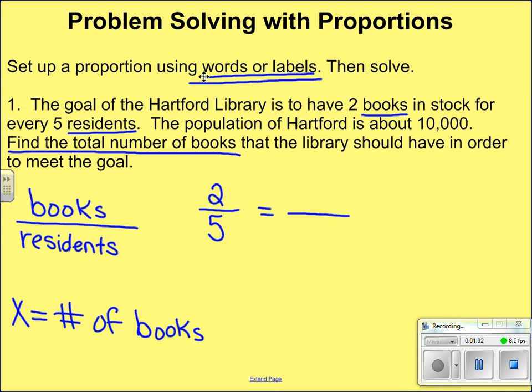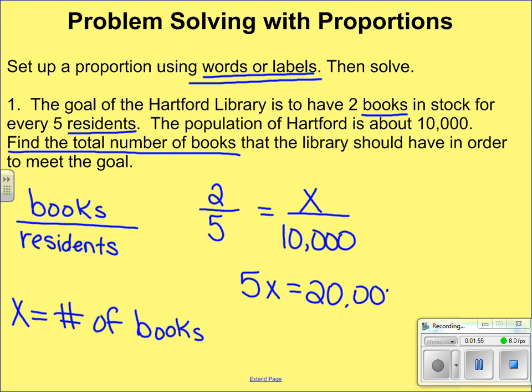Now we've designated the numerator to represent books. So because X represents the number of books, on the other side of the proportion we should have X. And then the 10,000 represents the residents, so that's going to go on the bottom. And then this is a fairly simple proportion to solve. You just cross multiply, so we would end up with 5x equals 20,000.